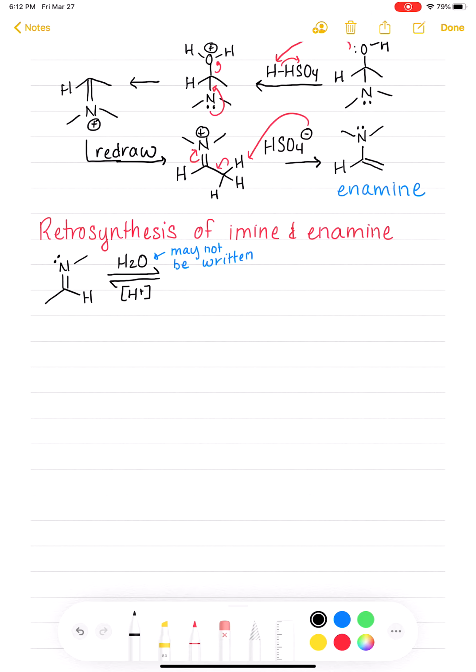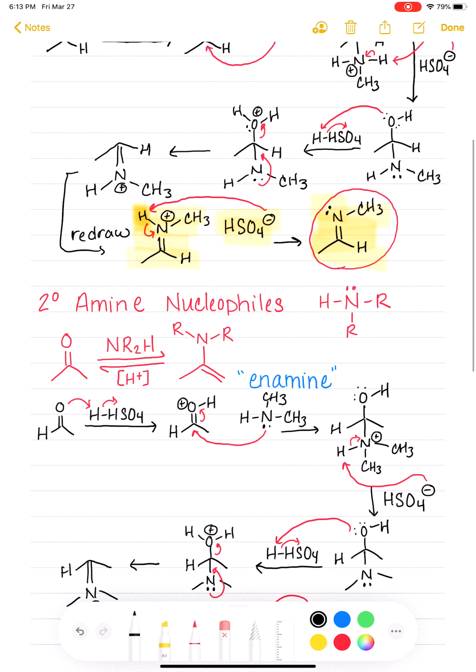So if you have to come up with the products of the retrosynthesis, a question for this would be something along the lines of, give the structure of the amine and the aldehyde that were used to make this particular imine. What do they look like? If you have to answer a question like this, you can draw the mechanism backwards. You could start here at the end, and then backtrack your way all the way through the mechanism, all the way back to the beginning.